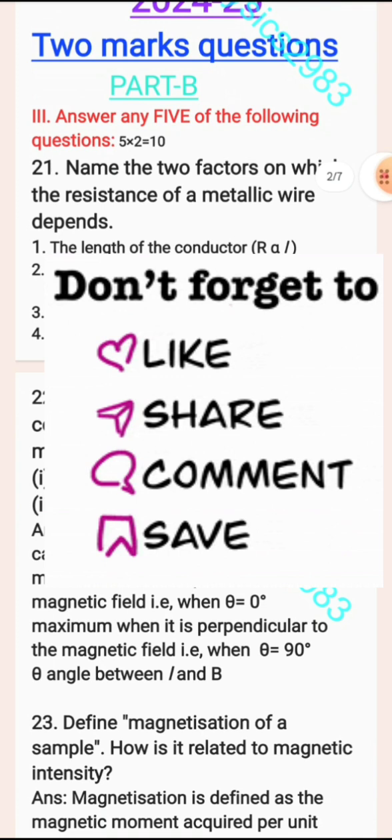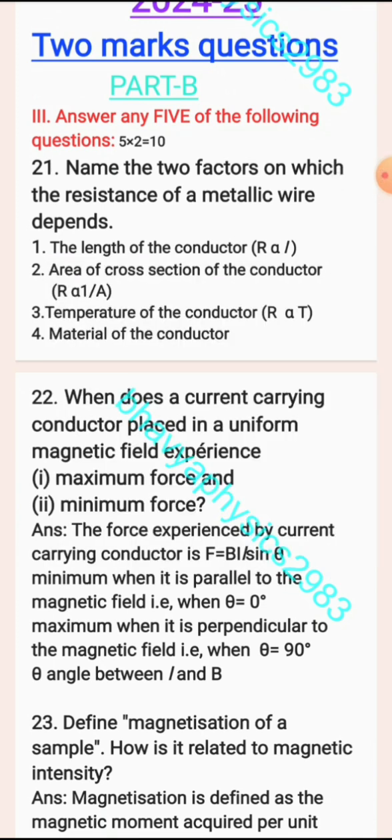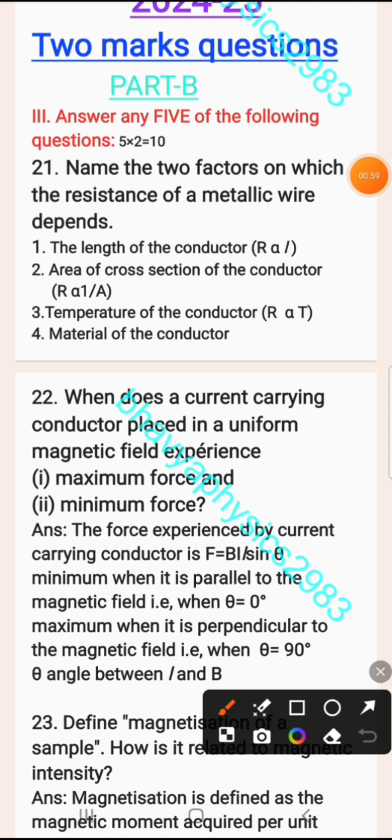Now the questions are like this. Name the two factors on which resistance of metallic wire depends. The resistance of the wire depends on the length of the conductor, directly proportional to length; inversely proportional to area of the conductor; and directly proportional to temperature of the conductor. And resistance also depends on the nature of the material of the conductor.